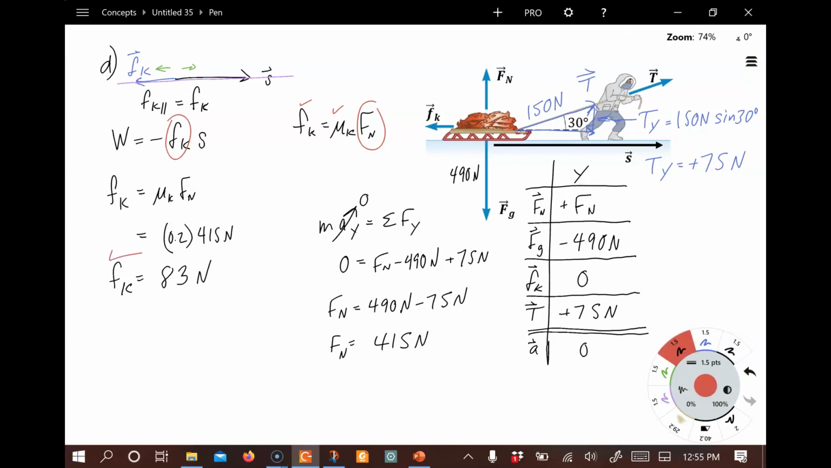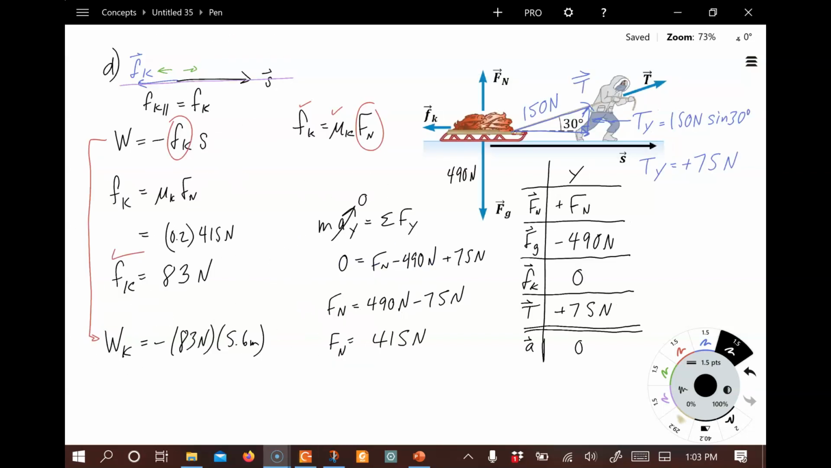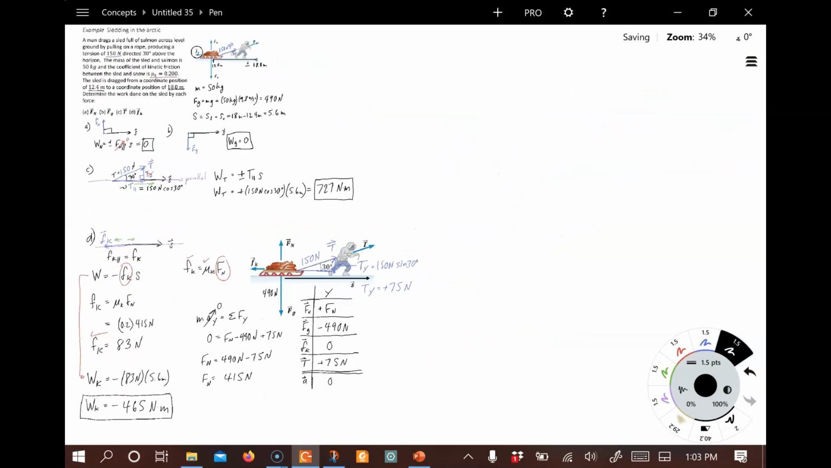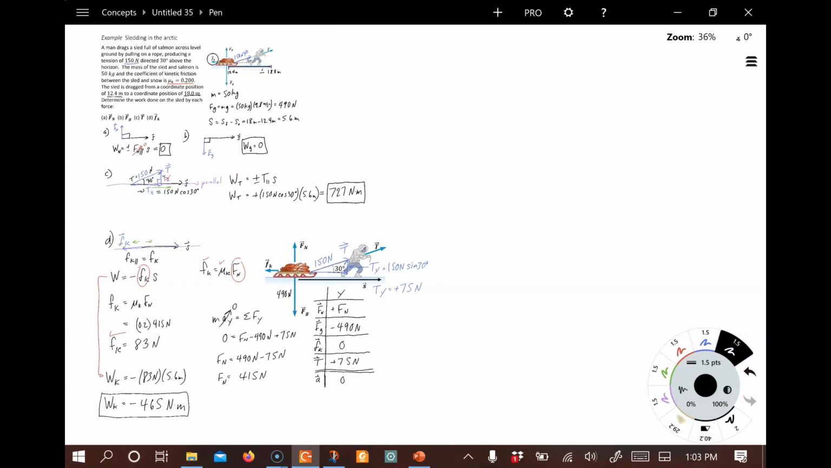Now that we know the magnitude of Fk, we're just going to go back to the formula that we had set up before from our picture and calculate the work done by the frictional force on the sled. So the W_k is going to be equal to minus Fk multiplied by the magnitude of S. And this comes out to minus 465 newton meters, the work done on the sled by the kinetic frictional force. So we calculated the work done by each of the 4 forces on the sled during this displacement.